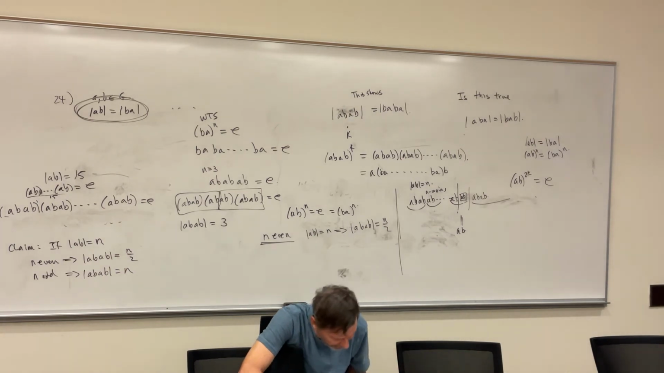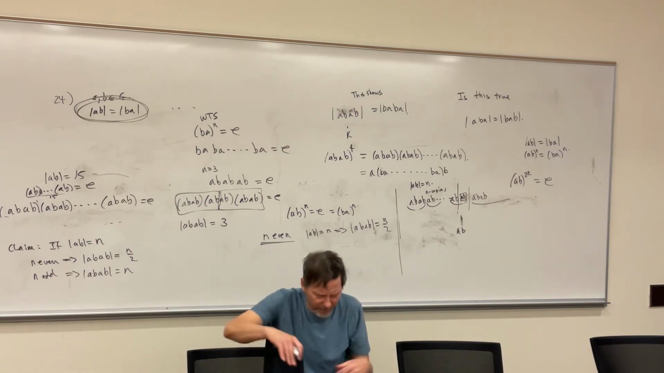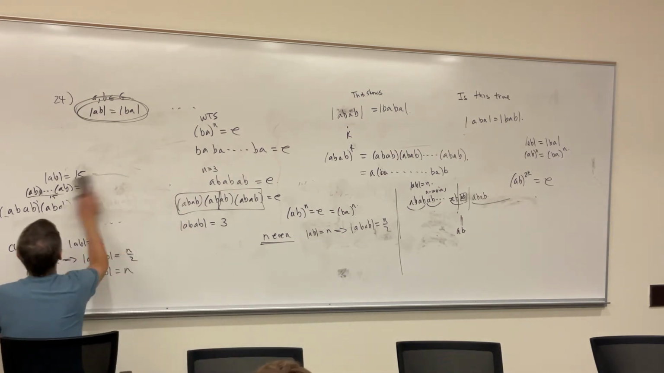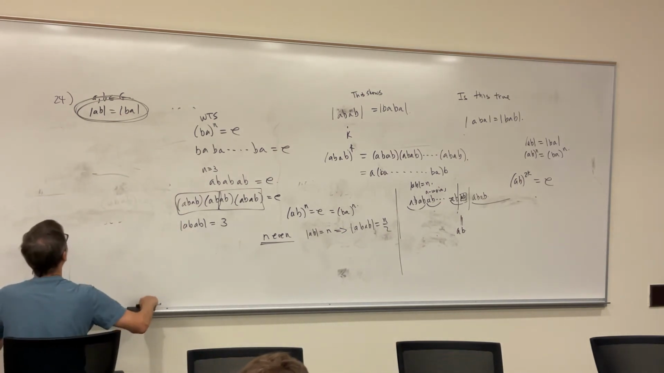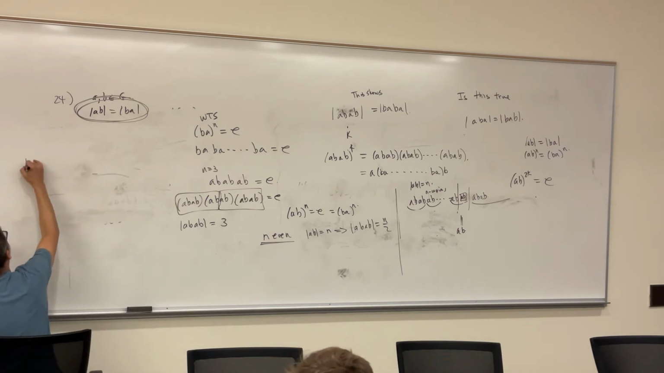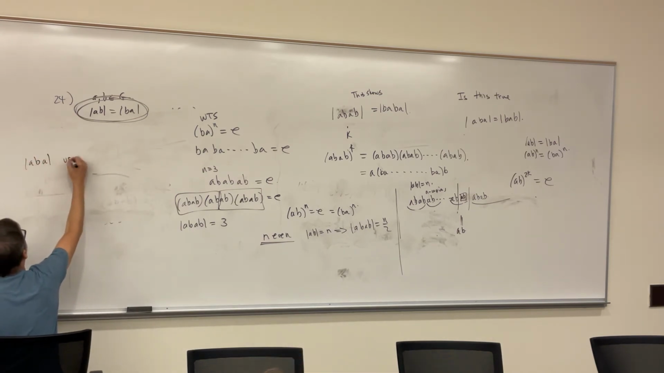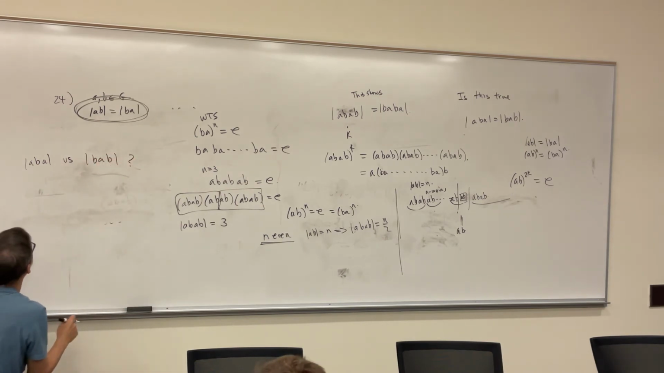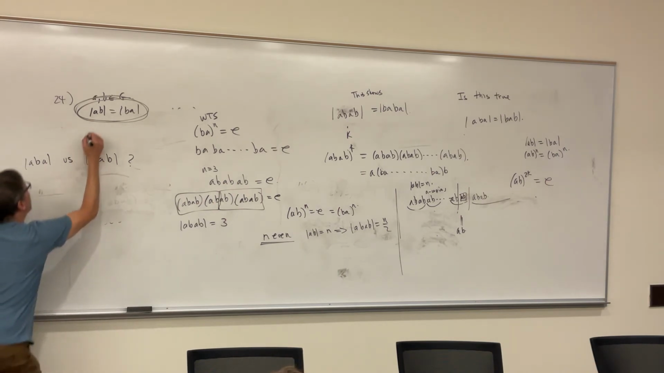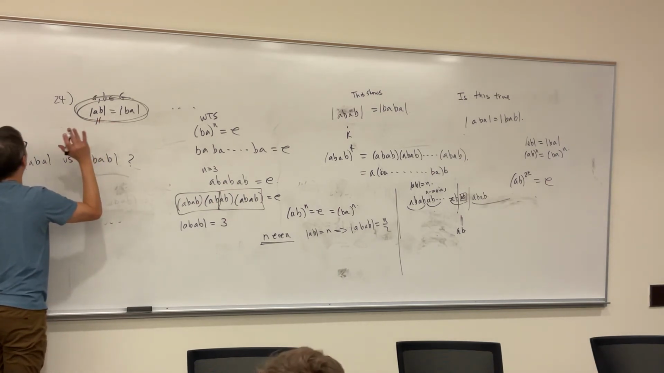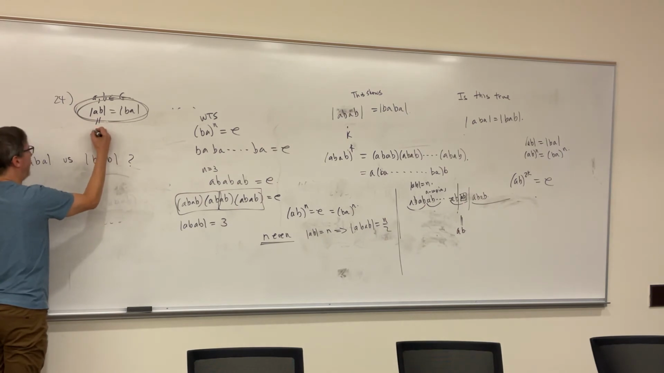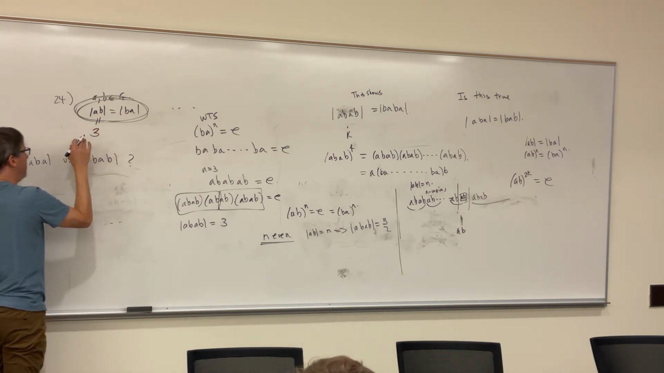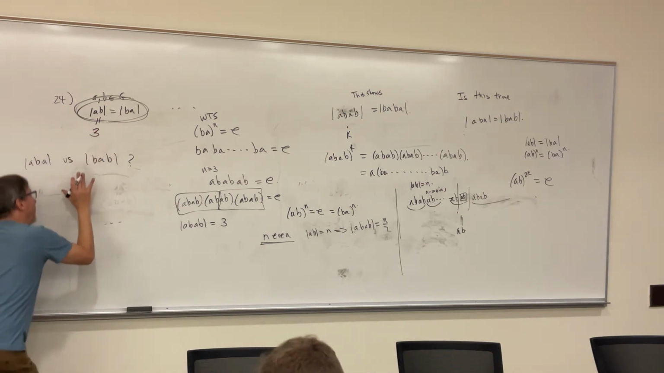Okay, well, maybe for insight, let's look at the last question: the order of ABA and the order of BAB. That might give us something helpful. So we're gonna assume that, and then what about the order of ABA versus the order of BAB? Let's pick an order, like a solid one. Let's go with odd, just for the hell of it. Maybe something weird will happen here.